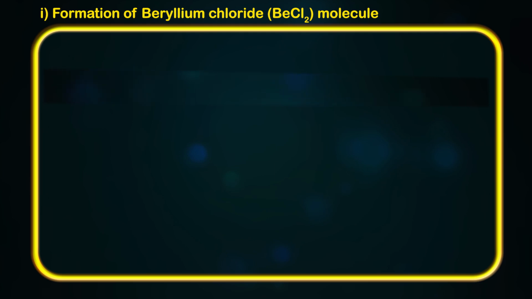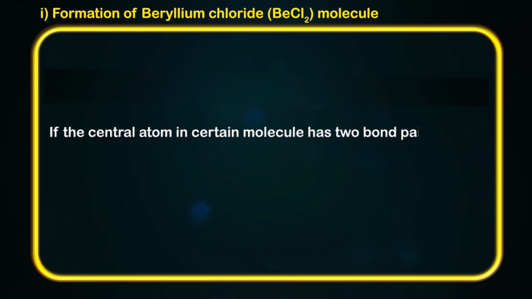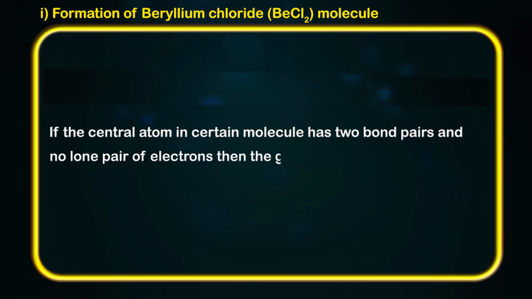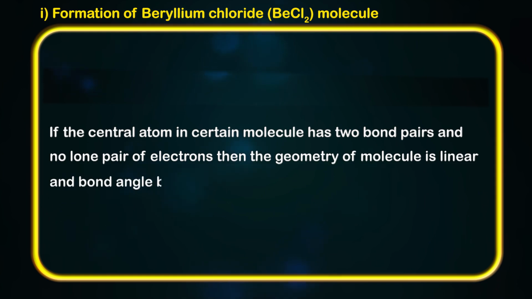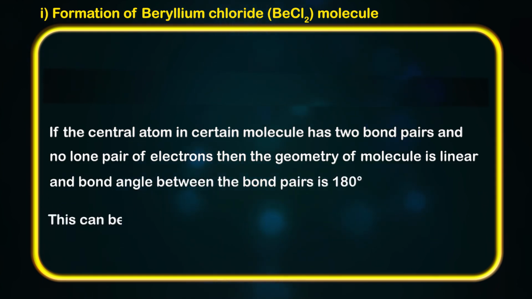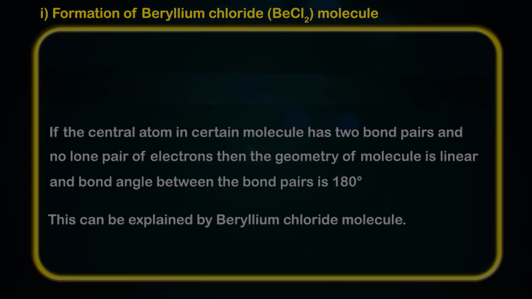Formation of beryllium chloride molecule. If the central atom in a certain molecule has two bond pairs and no lone pair of electrons, then the geometry of the molecule is linear and the bond angle between the bond pairs is 180 degrees. This can be explained by considering the beryllium chloride molecule.